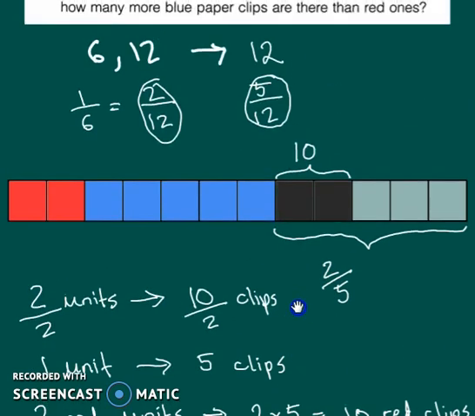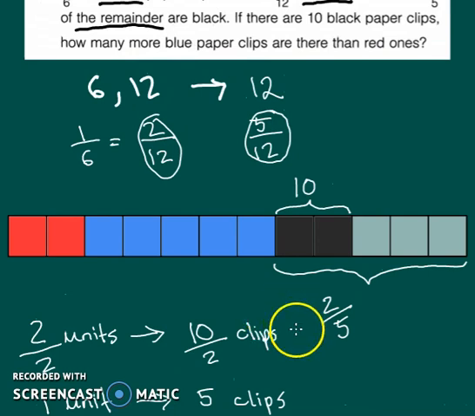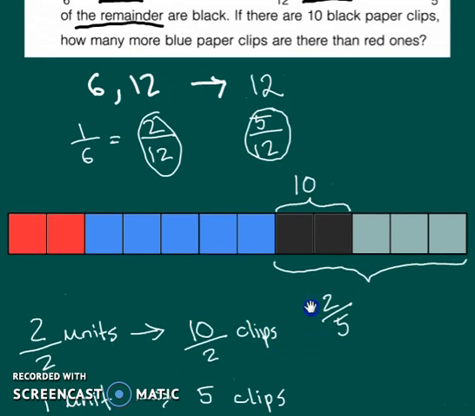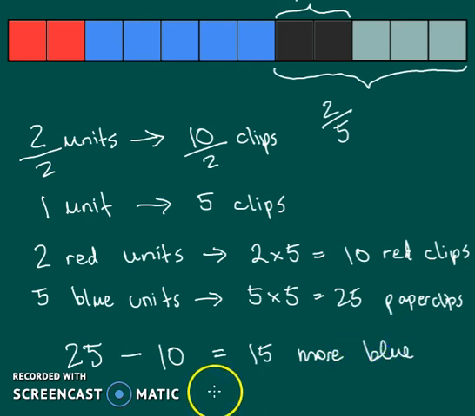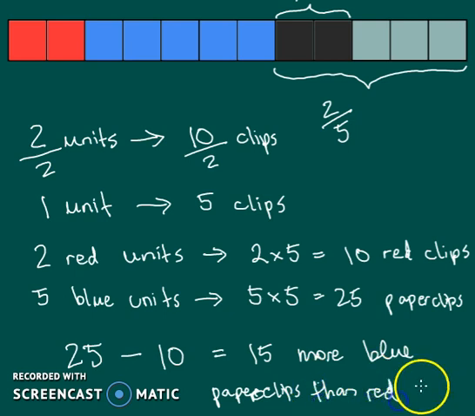So what was the question? How many more blue paper clips are there than red ones? 25 blue minus 10 of the red ones. There are 15 more blue paper clips than red ones. And that's your answer.